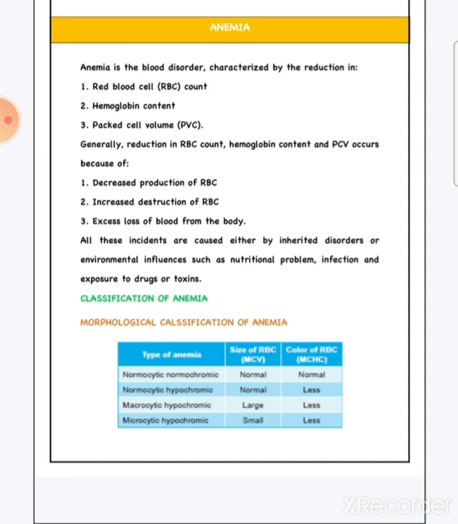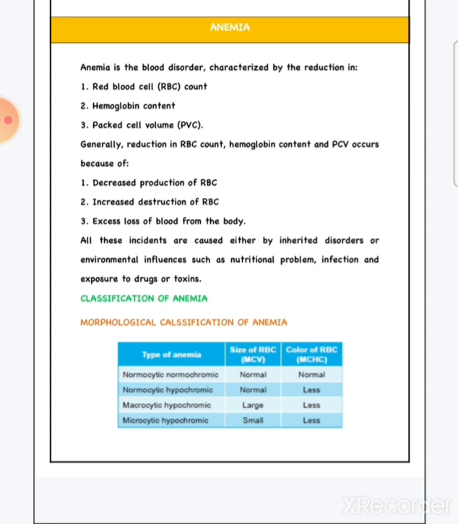1. Decreased production of RBC, 2. Increased destruction of RBC, 3. Excessive loss of blood from the body. All these three incidents are caused either by inherited disorders or environmental influences such as nutritional problems, infection, and exposure to drugs or toxins.